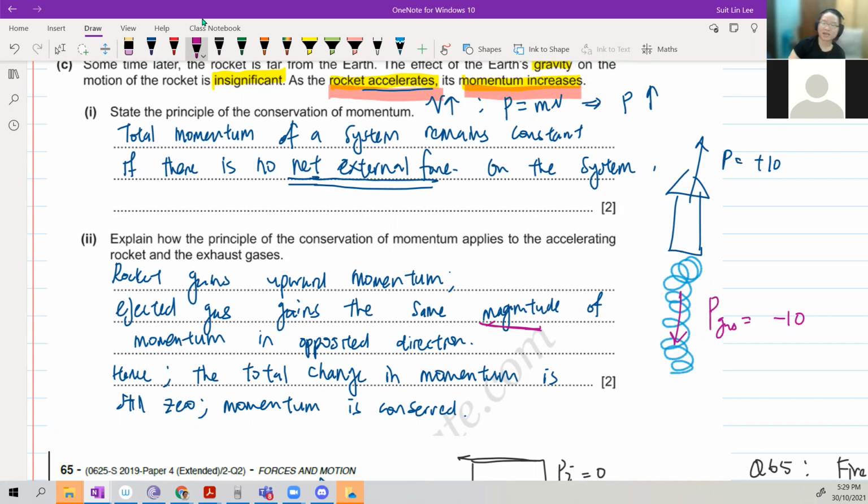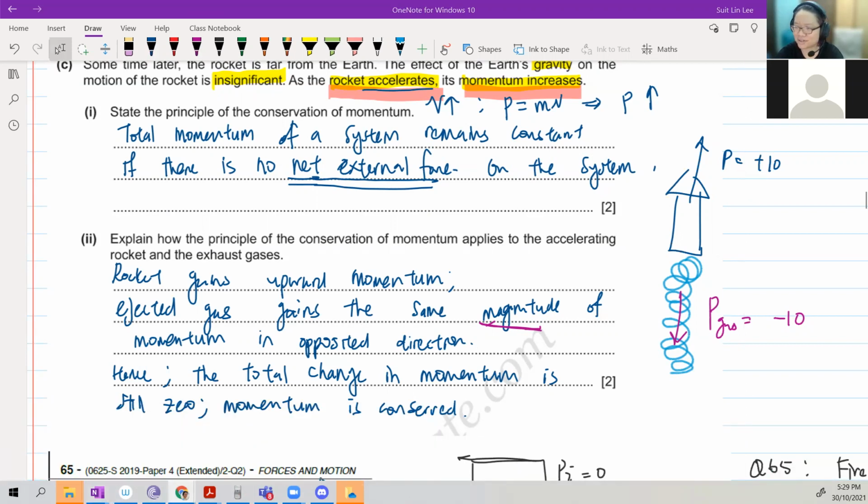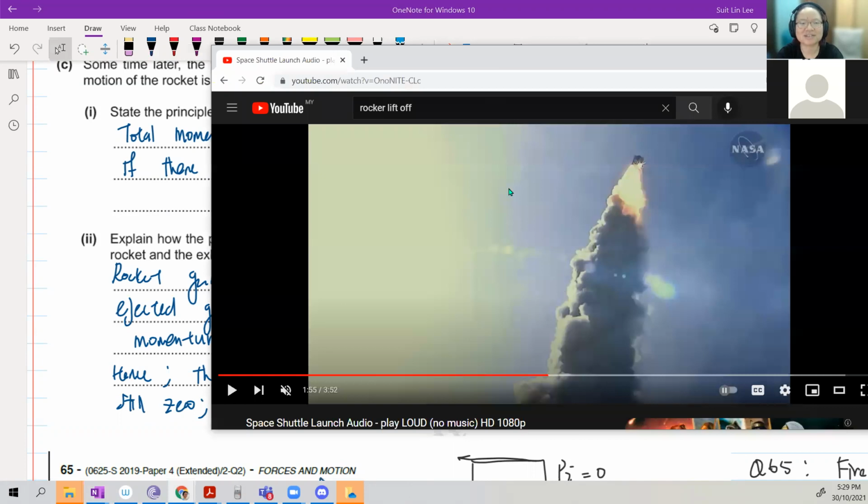Okay, so the rocket will gain upward momentum and the ejected gas will gain the same magnitude of momentum in the opposite direction. So the change is 0, momentum is still conserved, because there's no external force. Gravity is not there. Okay. So if you're wondering what about this one, this one got gravity, right? Yes, this one got gravity.